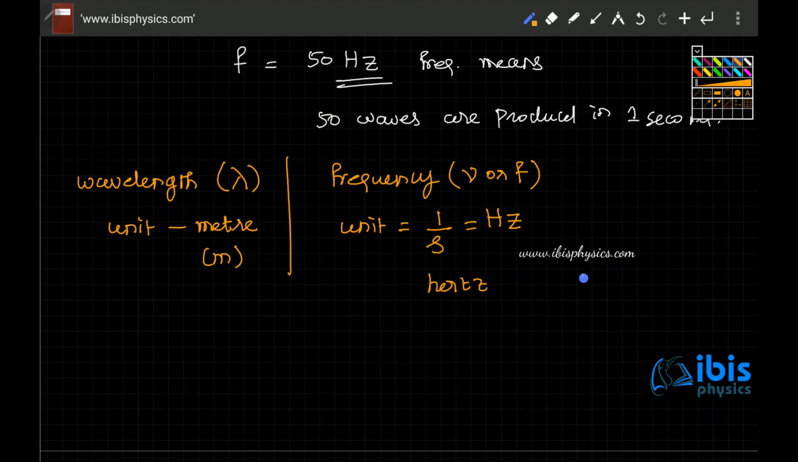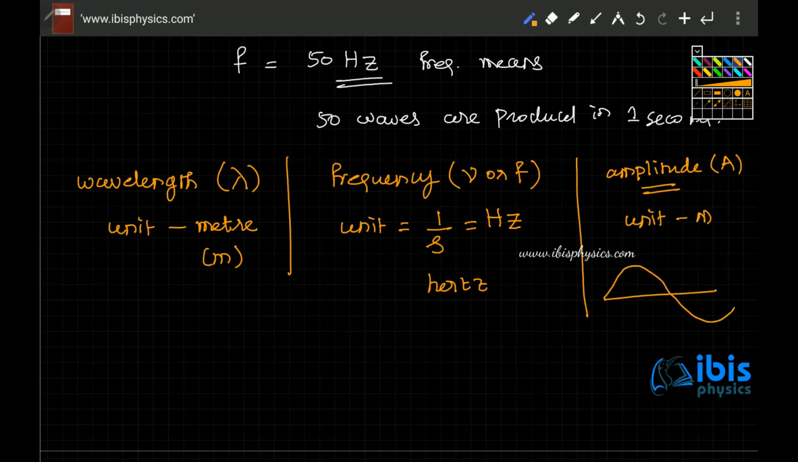Okay, then amplitude. Amplitude is referred by the letter A, and unit of the amplitude is meter, because amplitude is basically the maximum displacement of the particle from the normal position. So this is basically the height. The height is measured in meter. So the fourth most important quantity that we need to look at is time period.